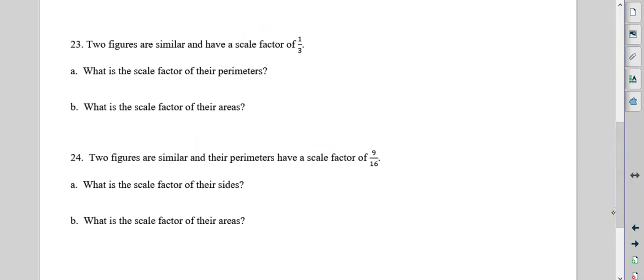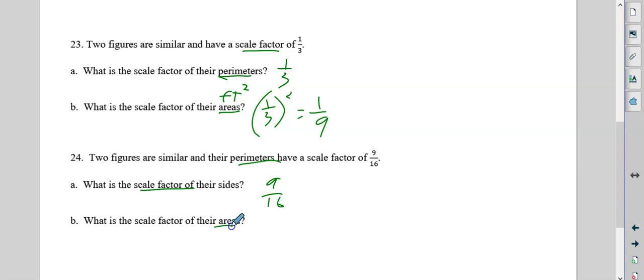All right, remember, perimeter and scale factor are the same thing. But area, remember, area is in square units. So we square that. 1/3 squared, which is 1/9. On 24, perimeters and scale factor are the same thing. Area is squared. So 9 squared is 81. And 16 squared is 256. So again, this is 9/16 squared. And that's it.